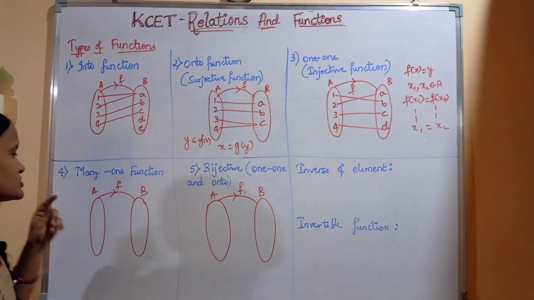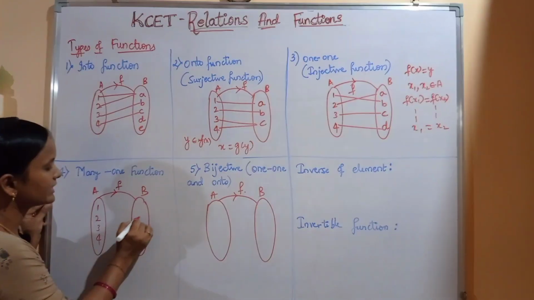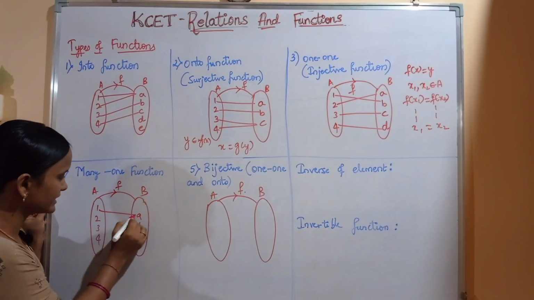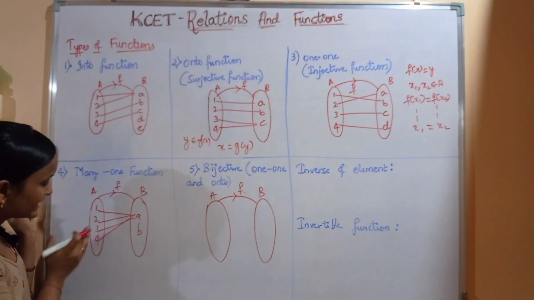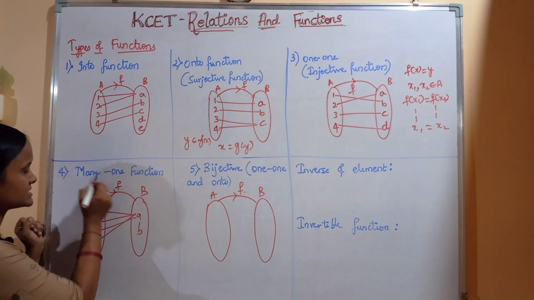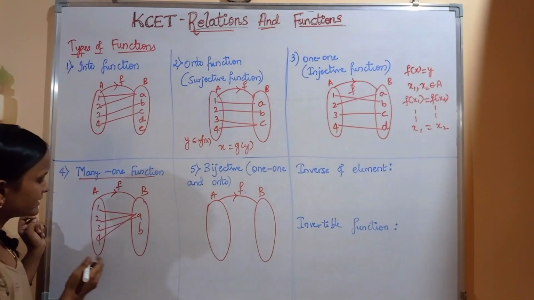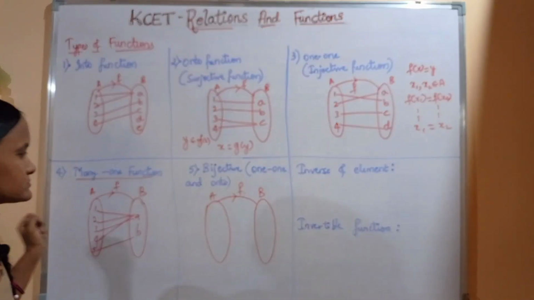Next, the many-one function. The name itself is indicating it. Take 1, 2, 3, 4 and A, B. If many elements are mapped to only one element of B, then we say that it is a many-one function. Or even you can take it like this also. This is also a many-one function.